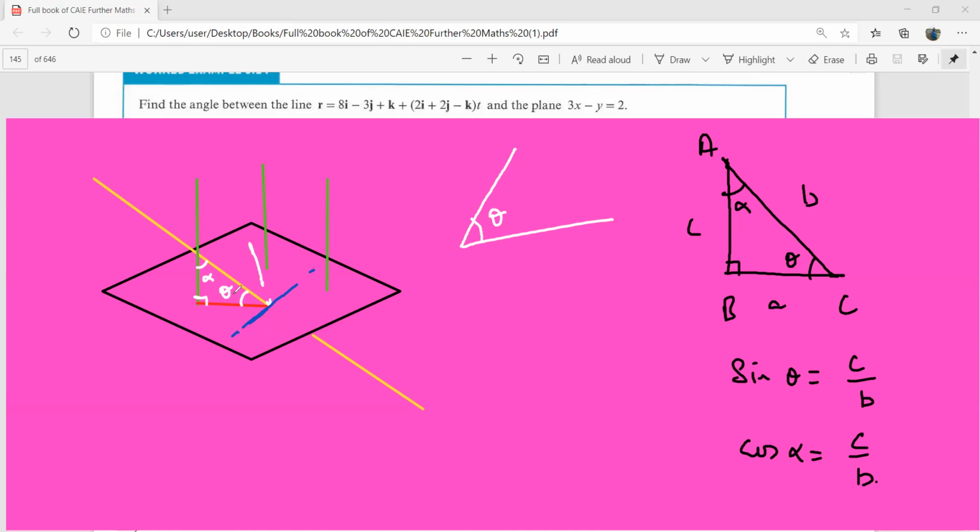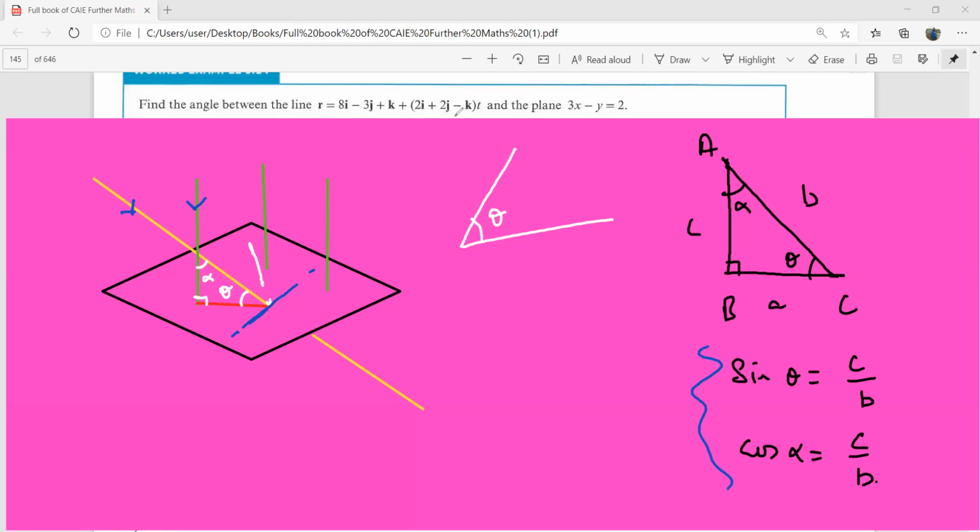We can't find this angle theta directly, but we can find this cos alpha over here. And I can say that finding cos alpha is the same as finding sine theta. Yes or no? Yes. So finding cos alpha is the same as finding sine theta. So guys, we have the direction vector of the line, and we have the normal to this plane. So the angle between a line and a plane is basically given through the angle between the line's direction vector and the plane's normal.